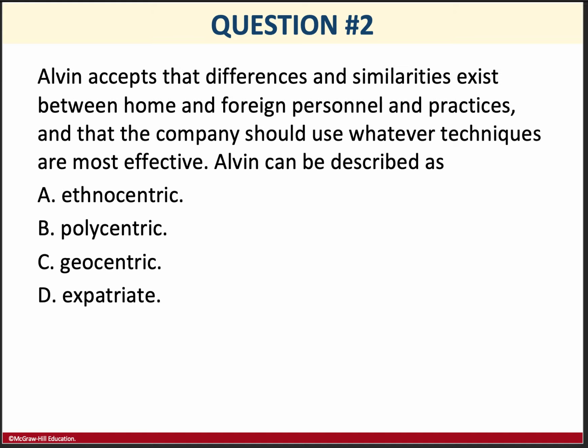So here's our next question. Alvin accepts that differences and similarities exist between home and foreign personnel and practices, and that the company should use whatever techniques are most effective. Alvin can be described as, what is it, folks? Ethnocentric, polycentric, geocentric, or as an expatriate. All right, good job. Moving right along.